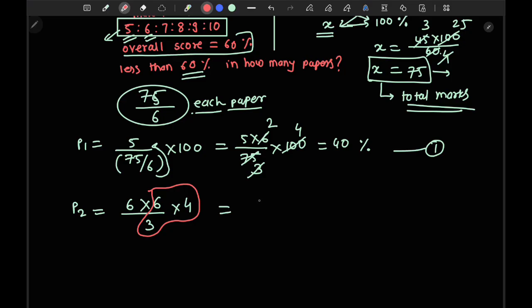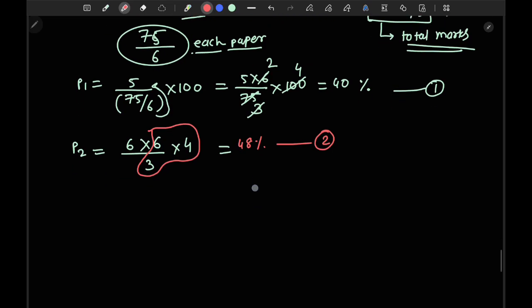Now try to solve this problem. Okay, so we know 3 2s are 6, so 6 2s are 12, 12 4s are 48. So here we got 48%, which is again less than 60.